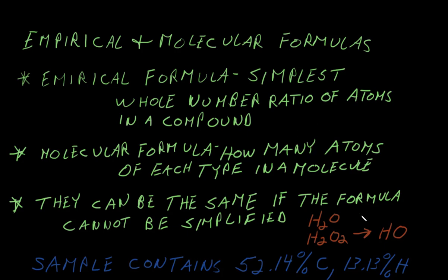Let's take a look at water, H2O. So we have two atoms of hydrogen and one of oxygen that cannot be simplified any further. So the empirical formula, the simplest whole number ratio, is the same as the molecular formula. Hydrogen peroxide, on the other hand, H2O2, this is the molecular formula, but it can be simplified to HO, which would be the empirical formula. So let's dive in and do an example here, and then later on I'll do another video where we'll do some more problems.